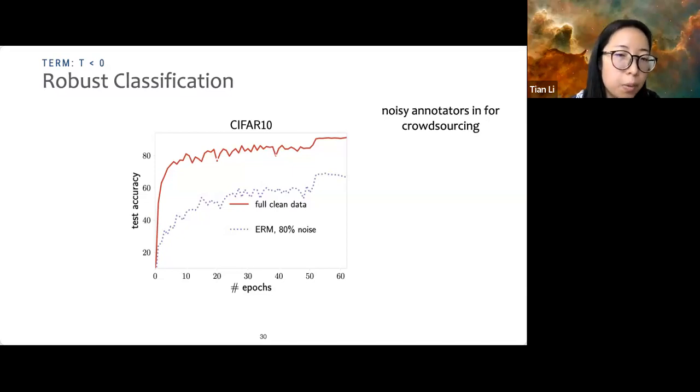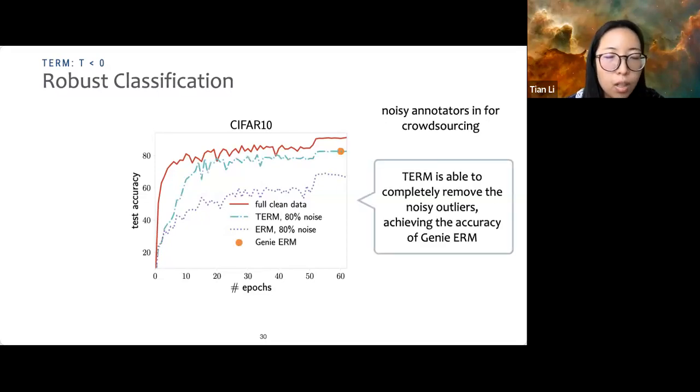Having 80% of the labels produced by low quality annotators will dramatically decrease the test accuracy of the trained neural network. And by applying TERM, with an active case, so here we tilt the losses grouped by the annotators, we are able to achieve the same accuracy as genie ERM. Here, genie ERM means an impractical upper bound, so that is directly training the model by removing all the noisy samples. And TERM also outperforms previous strong baselines on this problem.